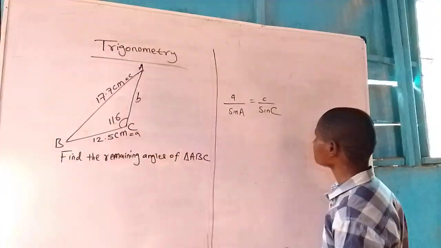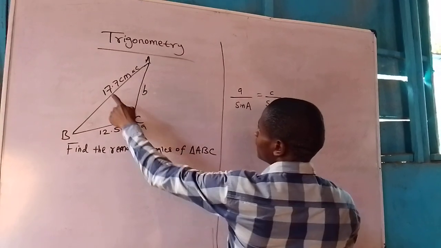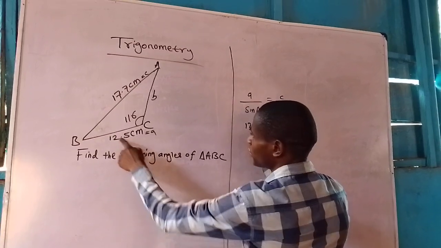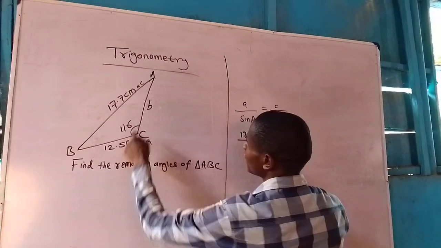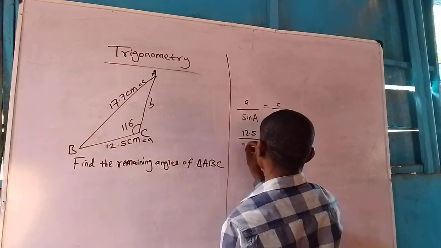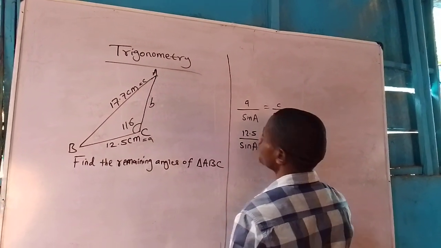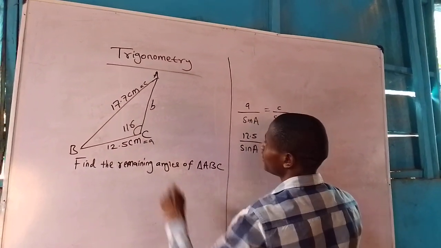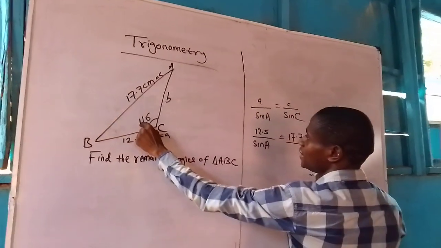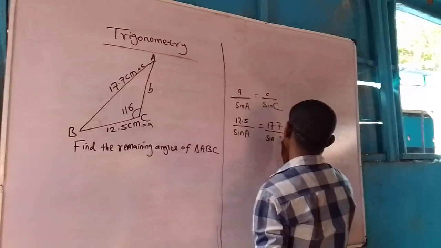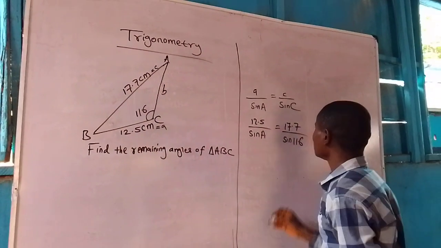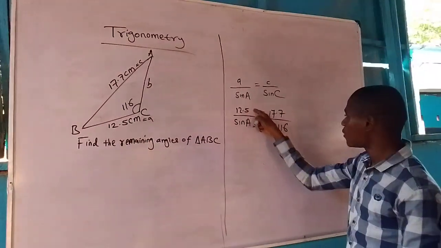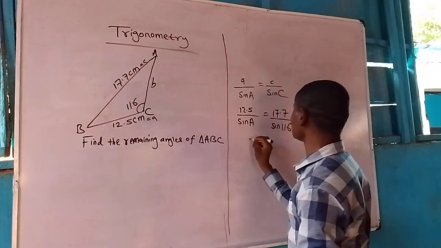Now what are we going to do? We say that a is 12.5, and sine A is not given. That's what we are finding. Sine A equals what? C is 17.7. That is 17.7 divided by sine C. This C is 116, so sine 116. Now at this point, what do we do? You just cross multiply. This one will be multiplying this, and this one will be multiplying this.